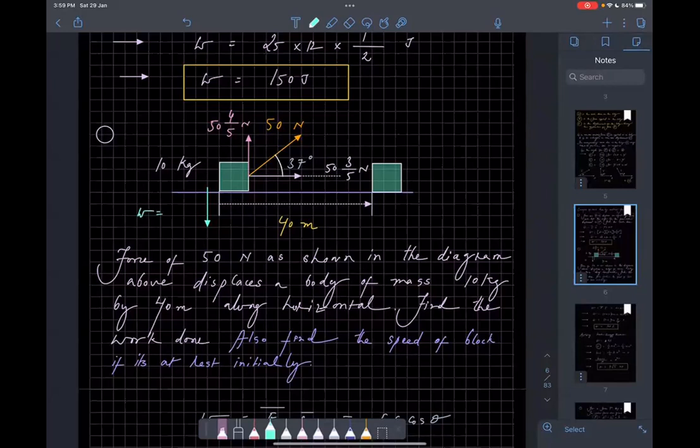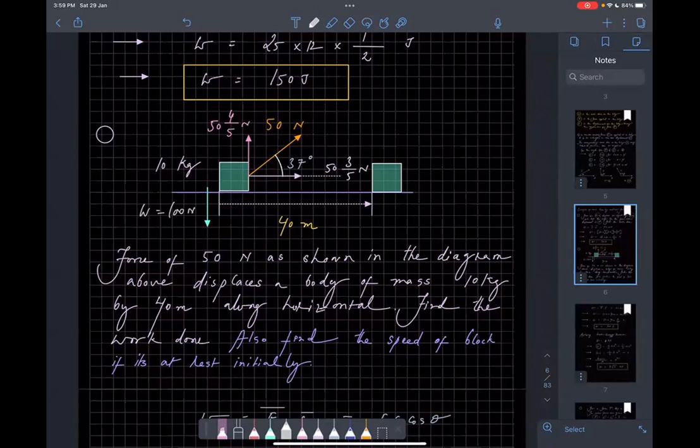When the problem is given, I have to check whether it is correct or wrong. I cannot just assume that it is not losing contact. I have to check. If it was 1 kg, it would have left, right? If the weight was 1 kg, then it would have lost contact. So this is displacing the body by 40 meters.